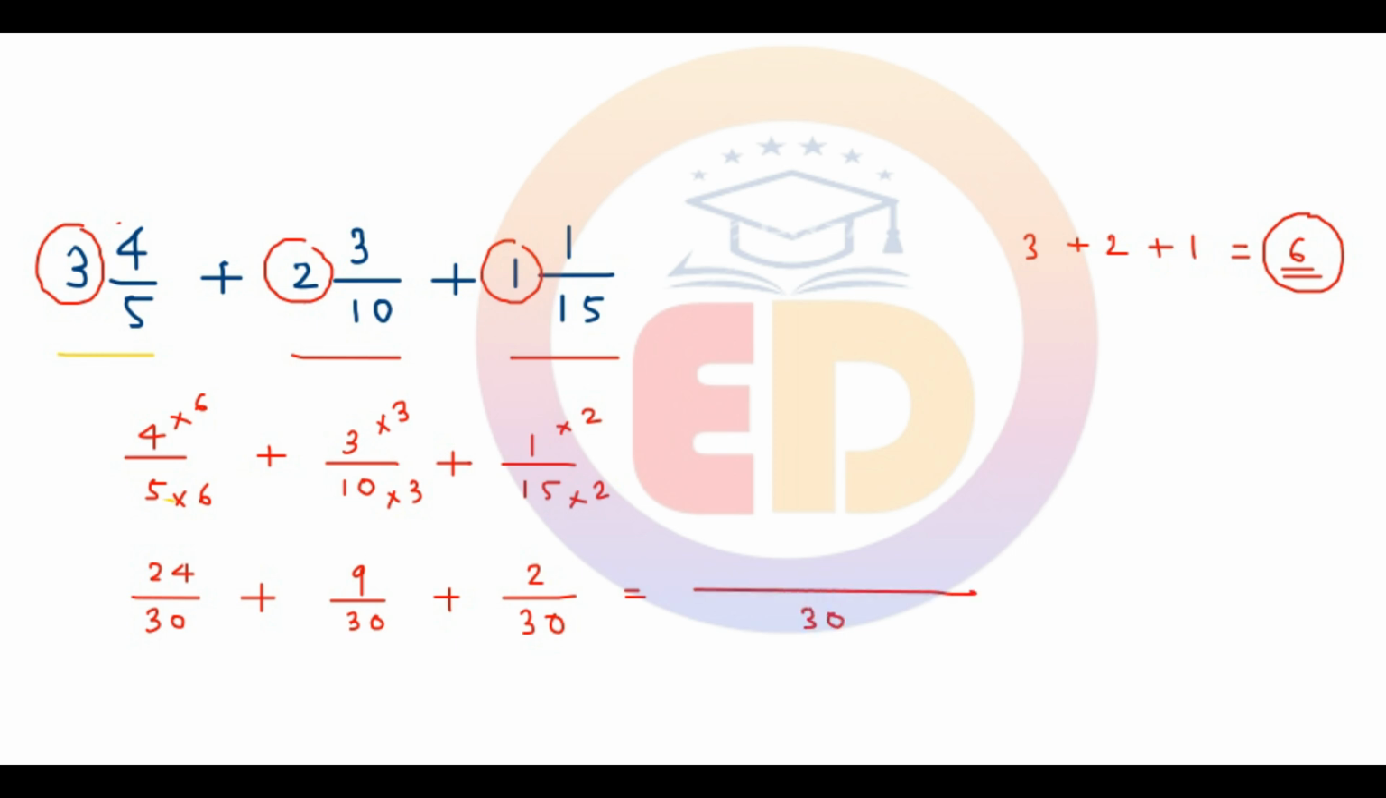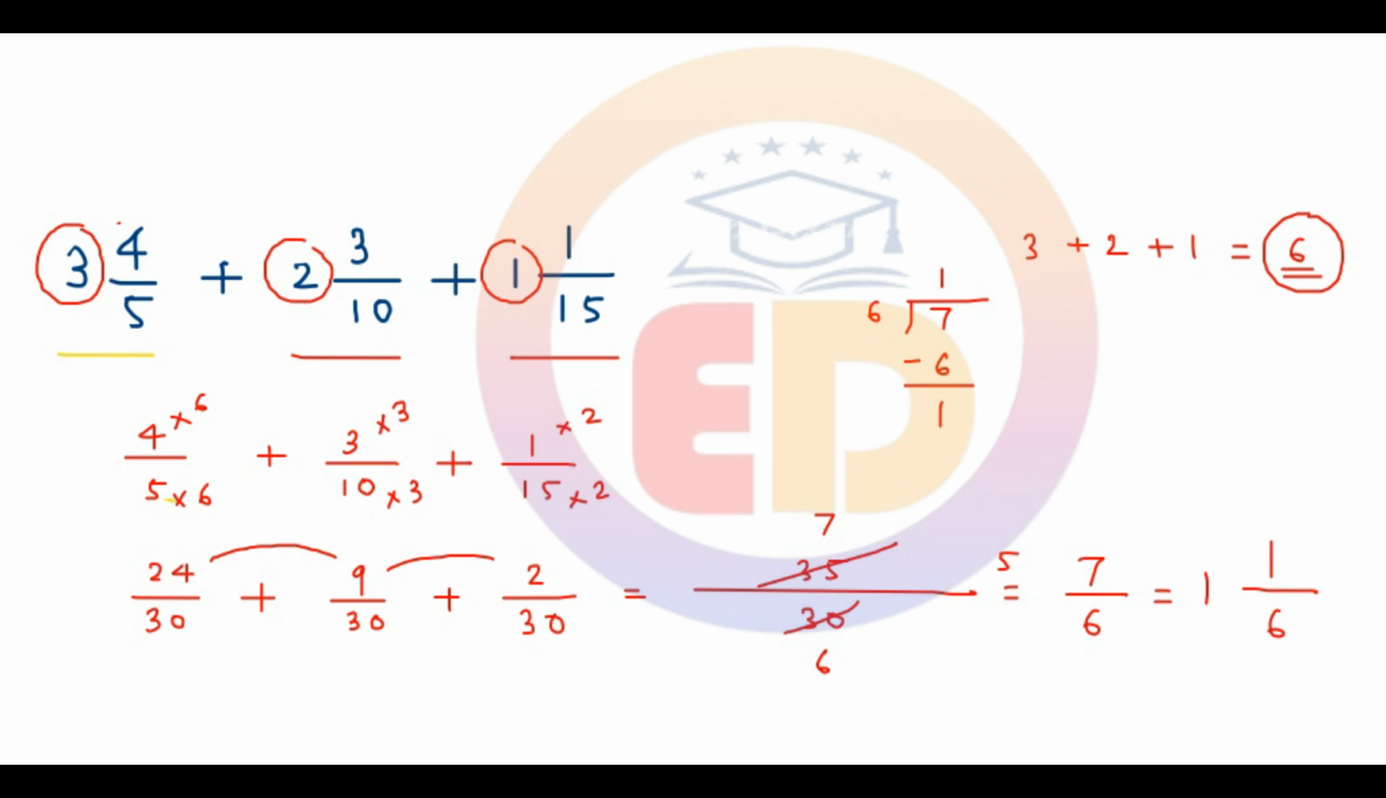Add the numerators. 24 plus 9 is 33. 33 plus 2 is 35. Now both 35 and 30 are divisible by 5. Divide by 5: 5 sevens are 35, 5 sixes are 30. This will give us 7 upon 6, which is an improper fraction, and I can convert it to a mixed fraction. Divide 7 by 6. 6 ones are 6. Subtracting, I get 1. So the improper fraction will be 1 whole 1 upon 6.